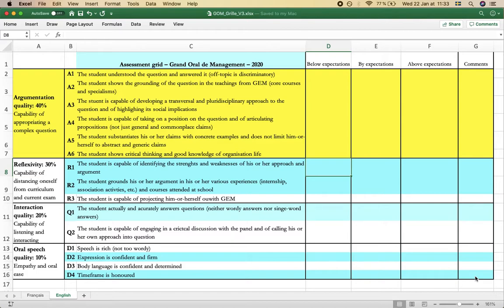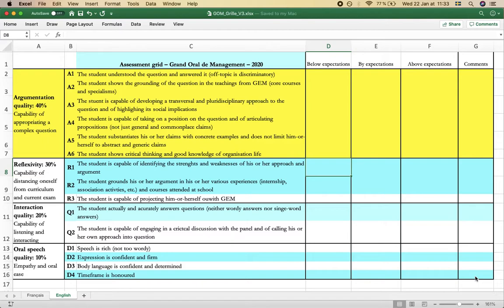The fifth item, the student substantiates his or her claims with concrete examples and does not limit himself or herself to abstract and generic claims. This means that anytime you make any claim, this should be substantiated with a theoretical argument and with a concrete example coming from real life, and ideally supplemented with some personal, professional experiences of yours.